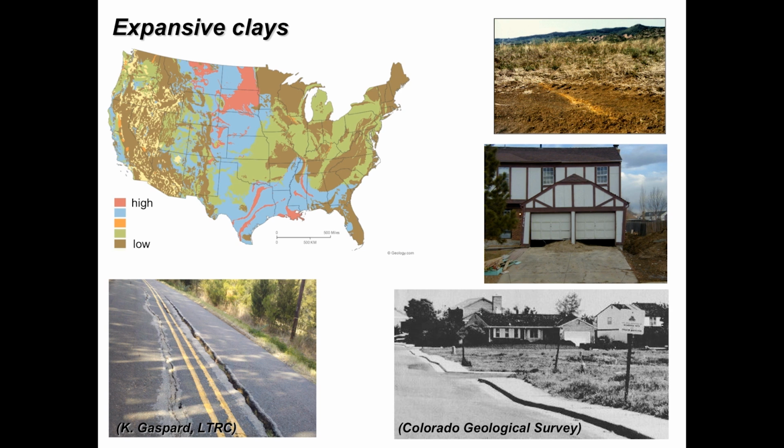And so again, we would be very interested in classifying how expansive this material is. We can't come up with a mitigation plan until we know what we're dealing with. And so this presentation is about classifying materials like this. A few other photos. This is a photo of a house, also in the Colorado Front Range area, that experienced very severe distress from underlying expansive clays.